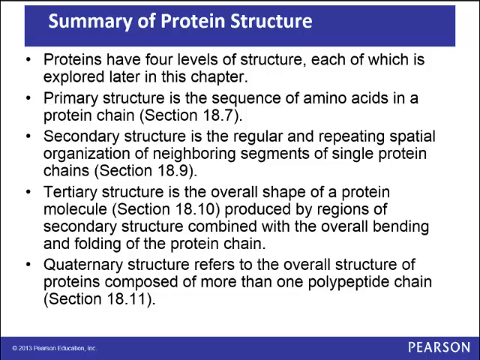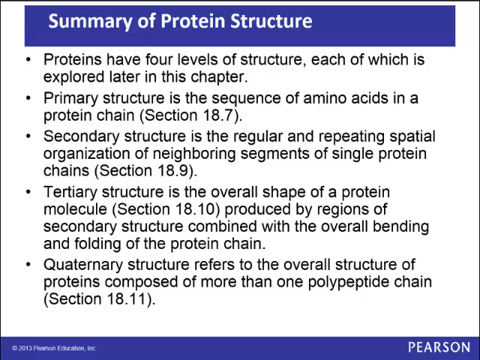So proteins have the 4 levels of structure. We explored each of these during this chapter. Primary structure is the linear sequence of the amino acids within the protein chain. Secondary structure is going to be the regular and repeating spatial organization of neighboring segments of a single protein chain. The 2 major secondary structural units that we looked at were the alpha helix and the beta pleated sheet. You should be familiar with both of these structural features.